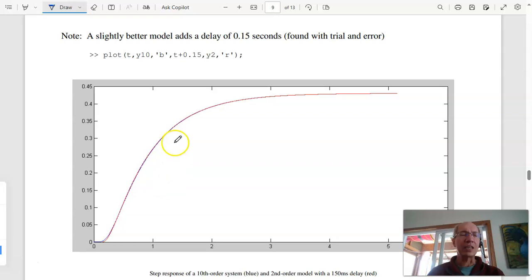But if you could add a delay, it matches really, really well with a 150 millisecond delay. That 150 milliseconds was found by trial and error. I slide it around until the two match up.